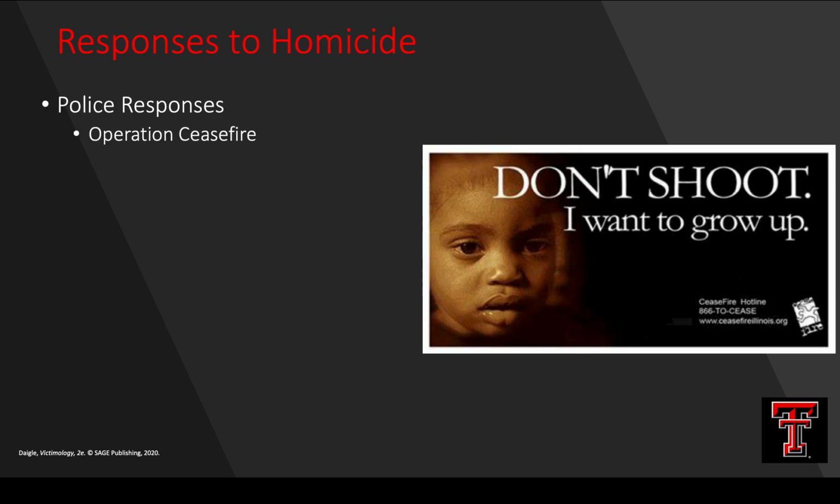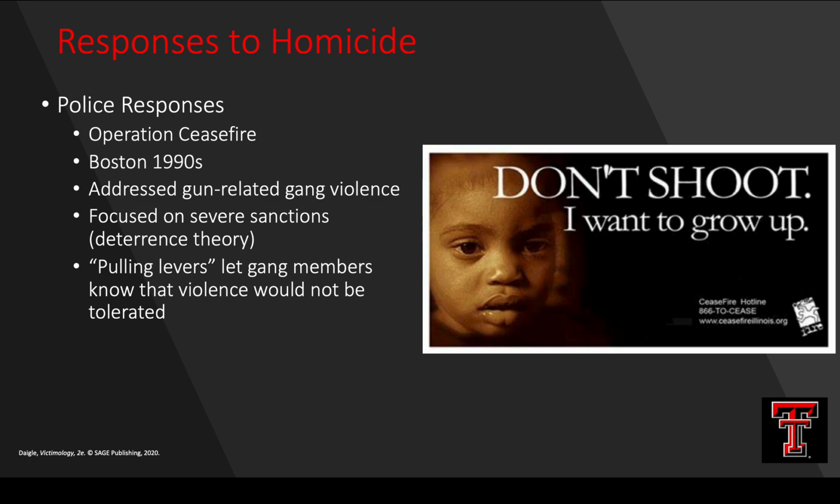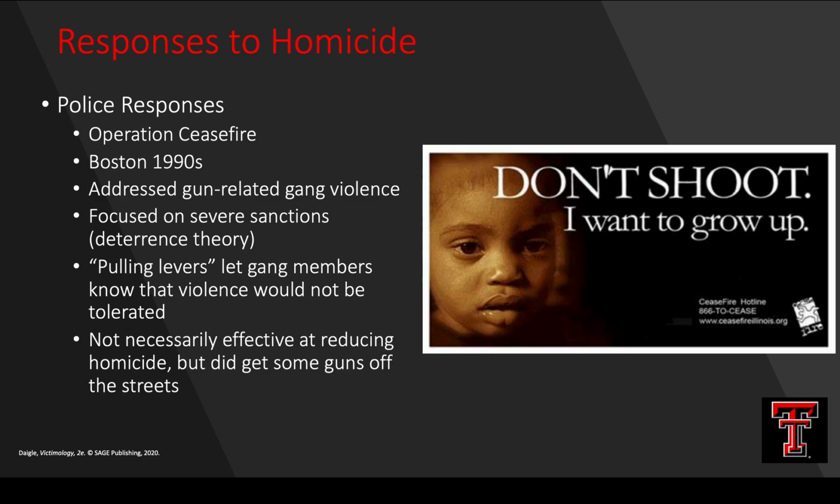Okay, so some responses to homicide. So there's police responses. An example of this is Operation Ceasefire. So this was a program put in place in Boston in the 1990s to address gun-related gang violence. It focused on severe sanctions. So they used deterrence theory, saying that if we catch you involved in gang-related violence, we're going to lock you up and throw away the key. They just wanted to use something called pulling levers. So they let these gang members know that violence was not going to be tolerated.